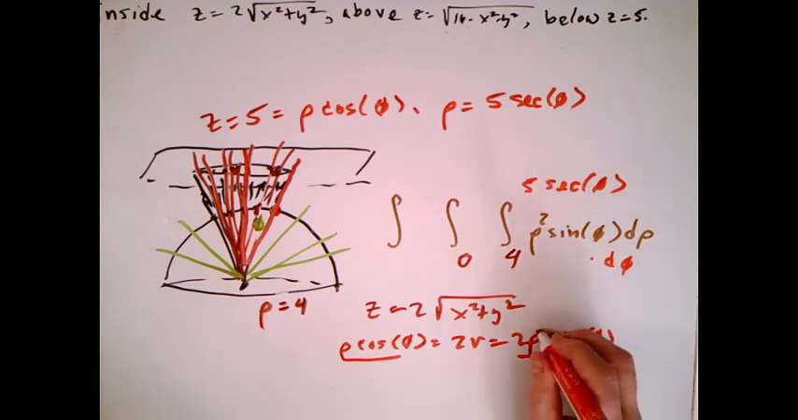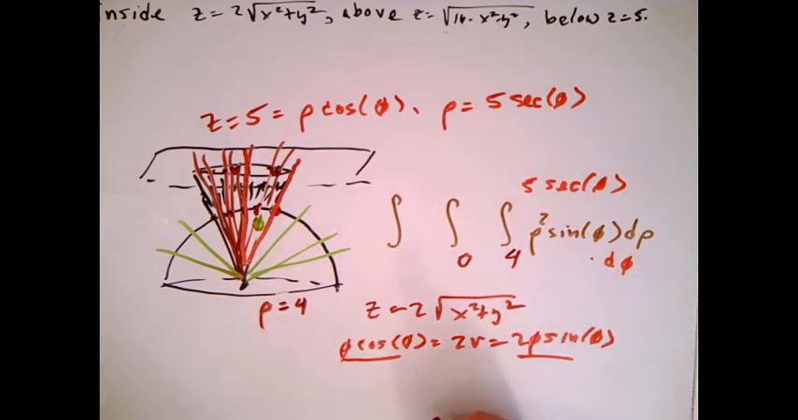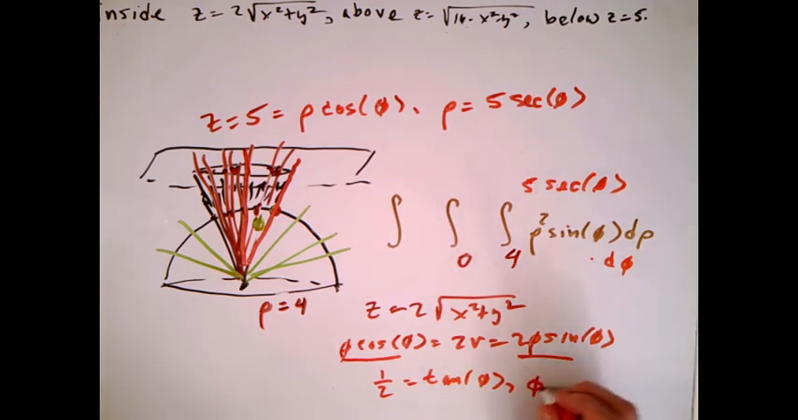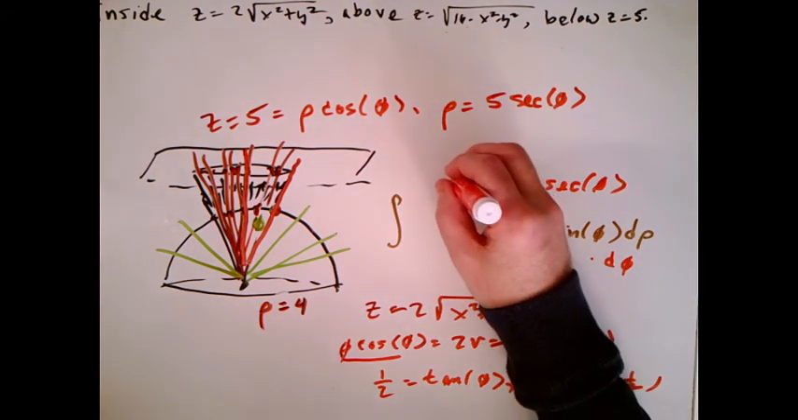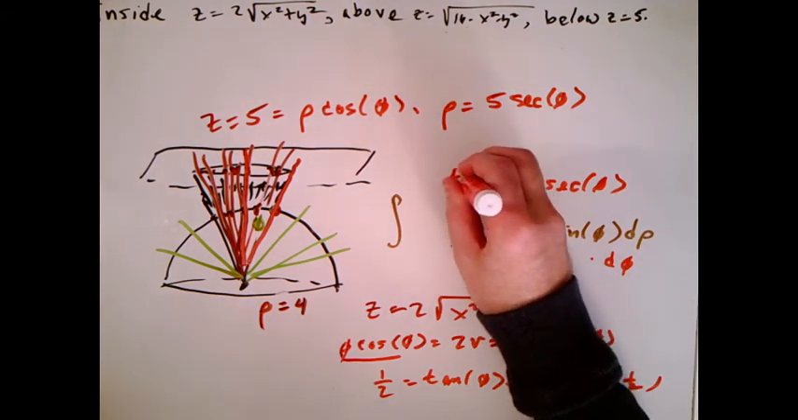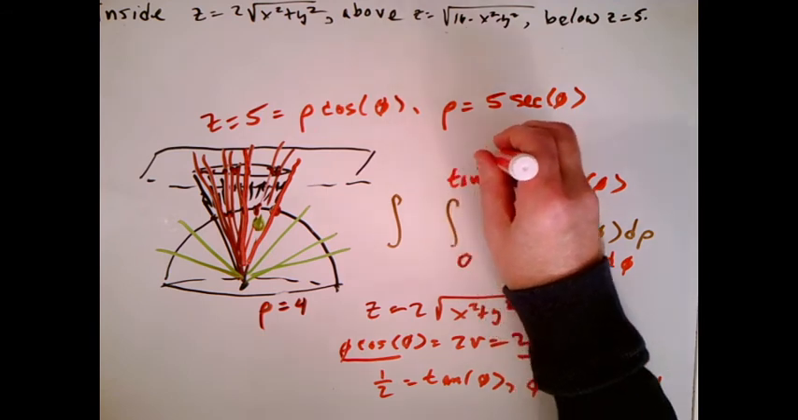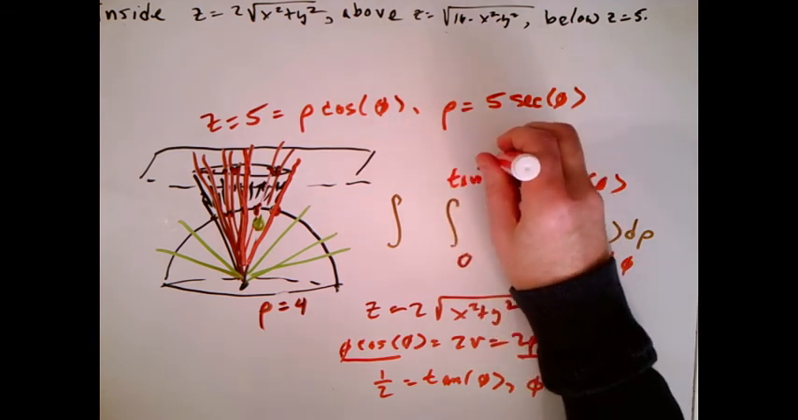So I'm going to deal with this part of the equation and this part of the equation like this. I can cancel a rho. I can divide both sides by cosine, divide both sides by 2, and I'm going to get 1/2 is equal to the tangent of phi at the crucial angle I want. I'm solving for phi, and I'm going to get phi is equal to the inverse tangent of 1/2. I don't want an estimate for that. I want the exact thing, so I'm actually going to put in the inverse tangent of 1/2 like that.